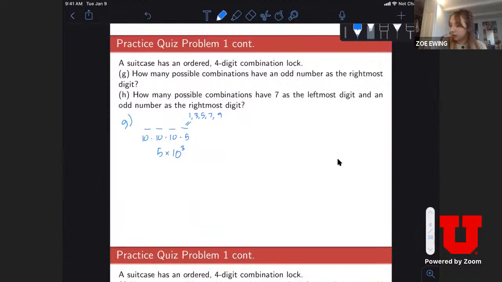All right, and then for H, how many possible combinations have 7 as the leftmost digit and an odd number as the rightmost digit? So now this has to be 7, and this has to be 1, 3, 5, 7, or 9. And these can be anything. So what does that come out to?